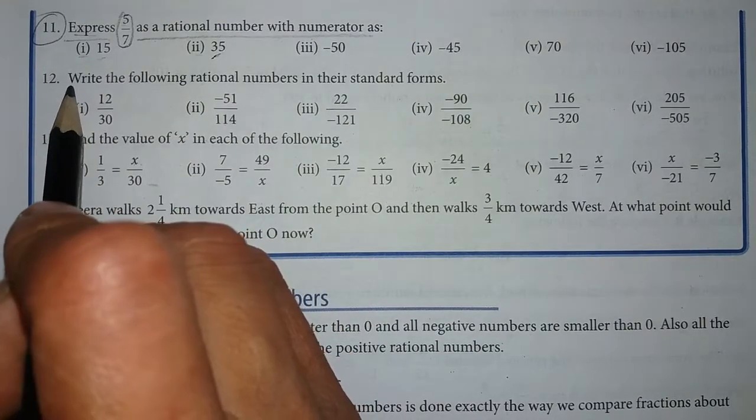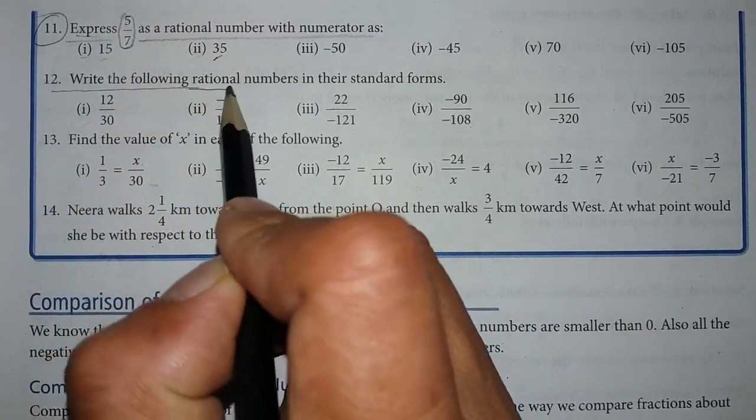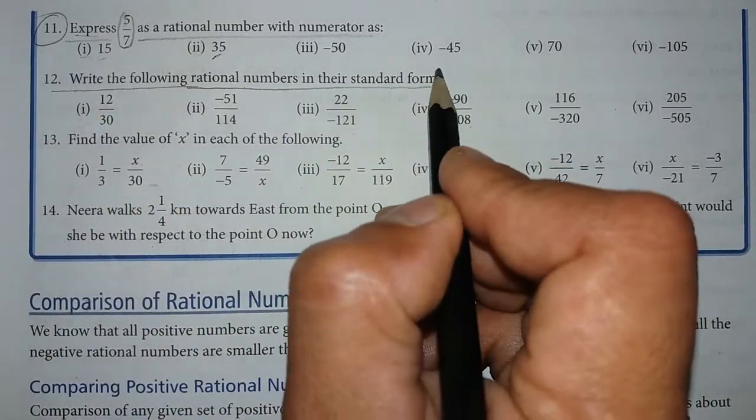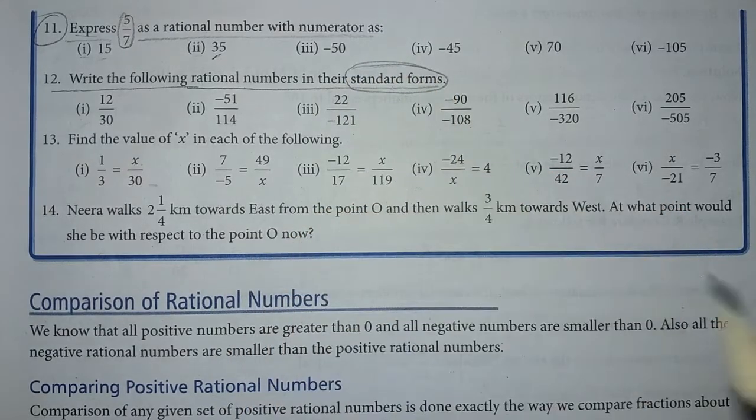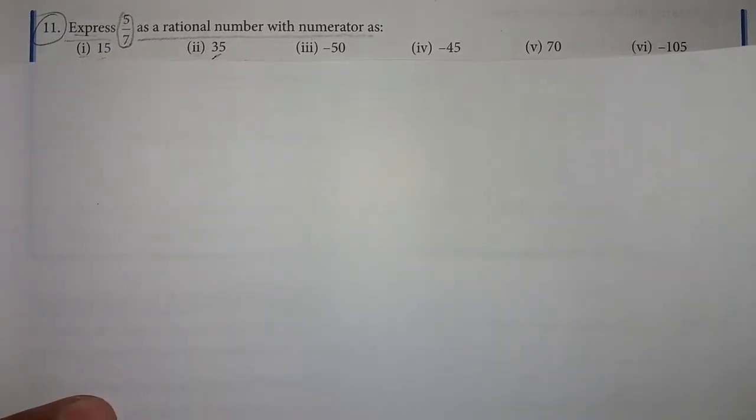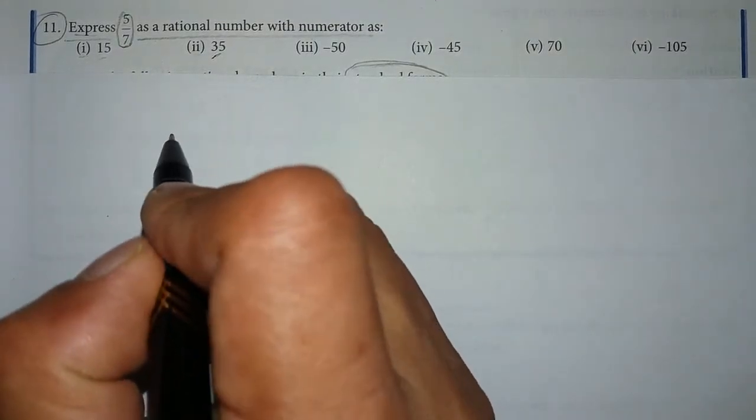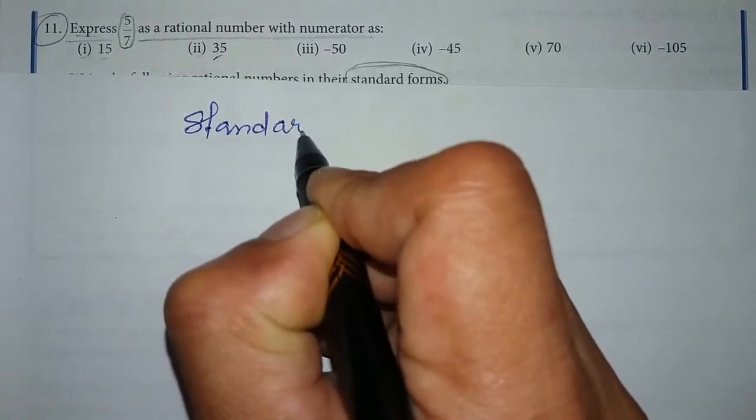Here the question says, write down the following rational numbers in their standard form. So here, standard form. Now I'll explain what is meant by this standard form. For a rational number to be in standard form, there are two very important points you have to remember.